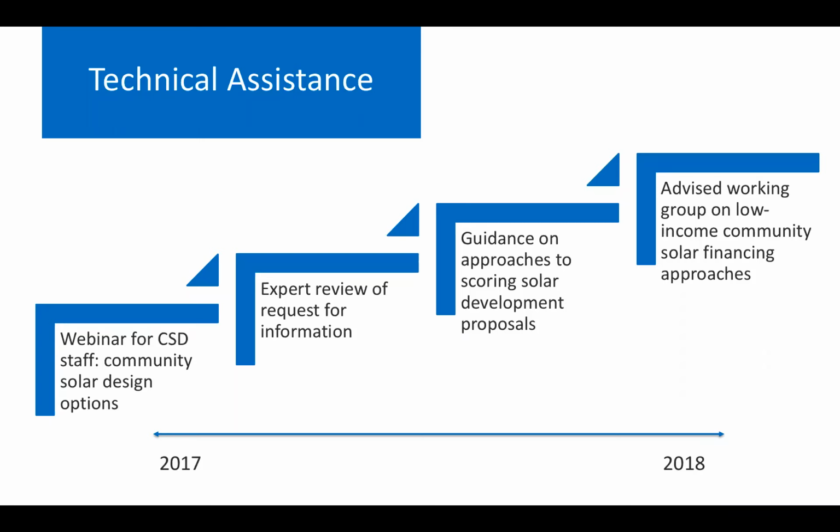In the third phase of TA, NREL provided guidance on best practices for scoring community solar development proposals. So this included information about key technical and financial assumptions that CSD should look for in proposals to ensure high quality. And lastly, NREL subject matter experts virtually attended working group meetings comprised of various stakeholders to advise on community solar finance approaches. Next slide.